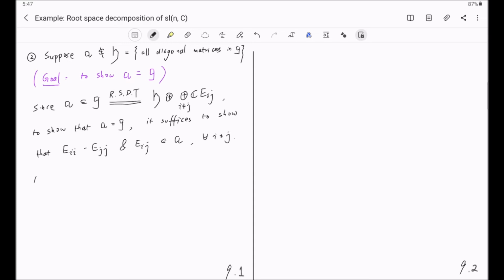Now, let capital X be H plus the linear combination of E sub ij's, with this part not equal to 0, be an element in A. We are able to make this part not equal to 0 simply because of our assumption that A is not contained in H.